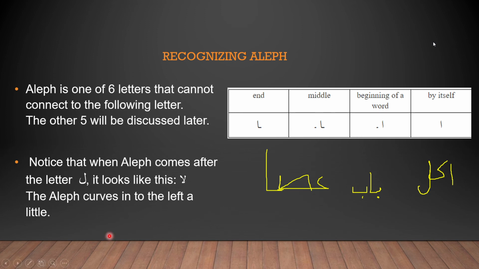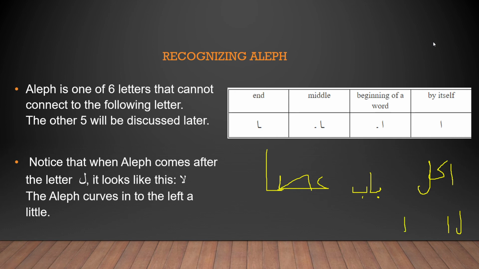Now we also see that when alif comes after the letter lam, it looks like this. The alif curves to the left a little. This is an exception case. This is lam and this is alif. This thing got a special requirement for itself, and the Arabs decided to put it in a special case.